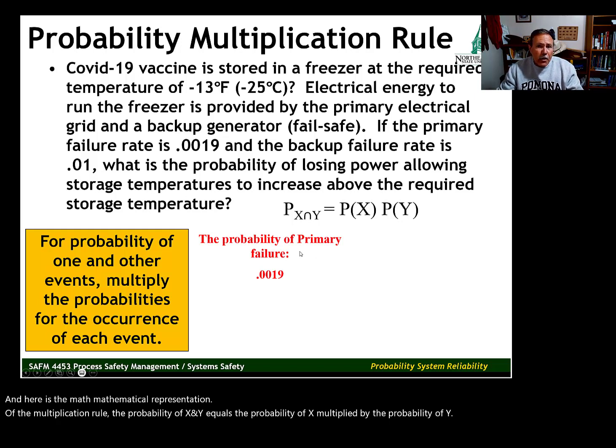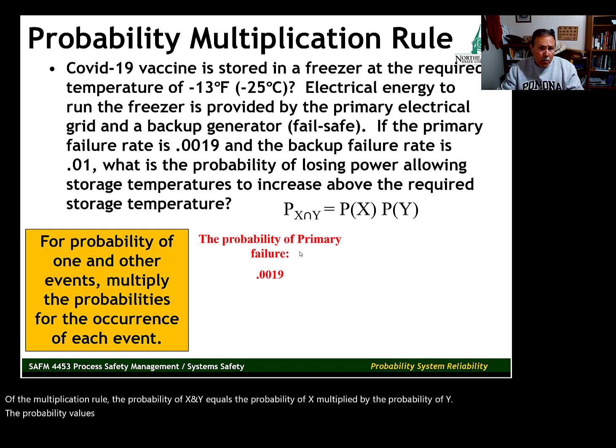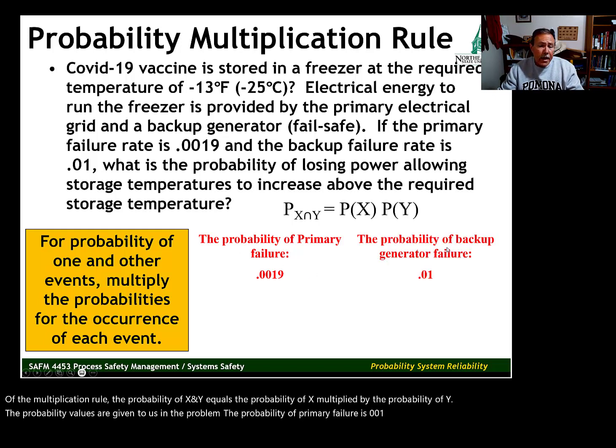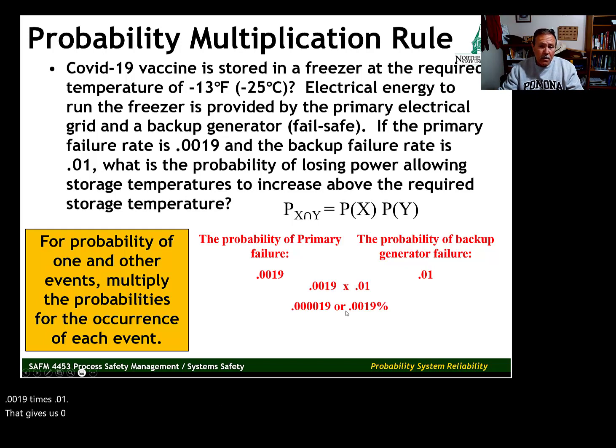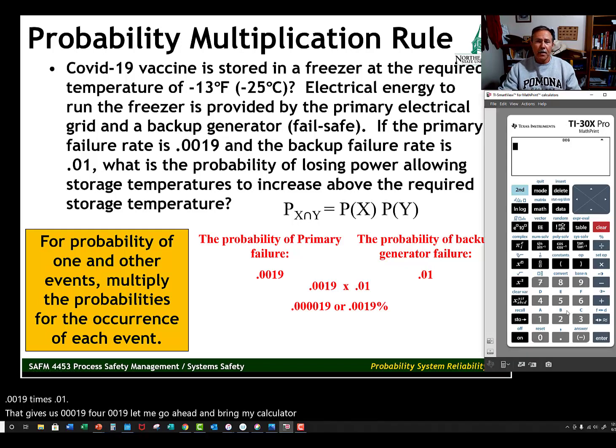The probability values are given to us in the problem. The probability of primary failure is 0.0019. The probability of backup generator failure is 0.01. So all we need to do is multiply those together. 0.0019 times 0.01. That gives us 0.000019, or 0.0019%. Let me go ahead and bring my calculator up on screen so I can prove it to you.